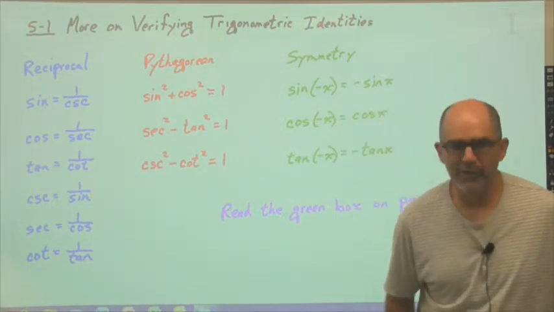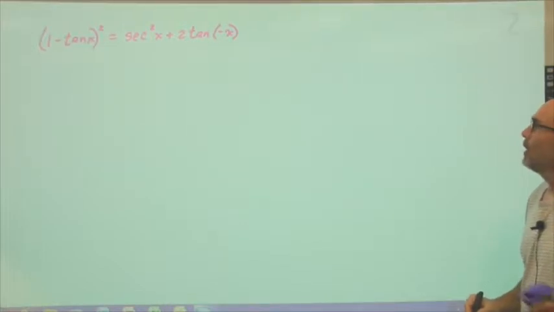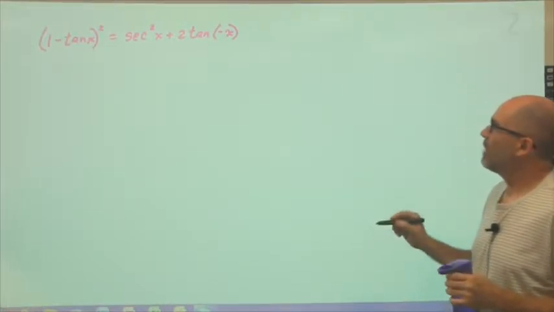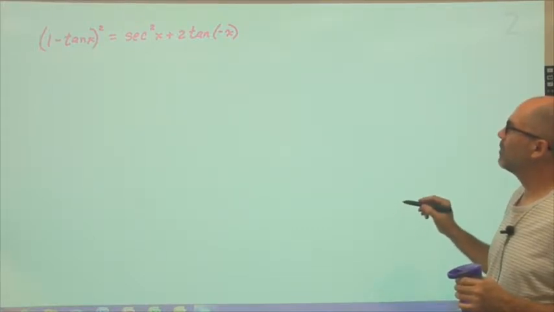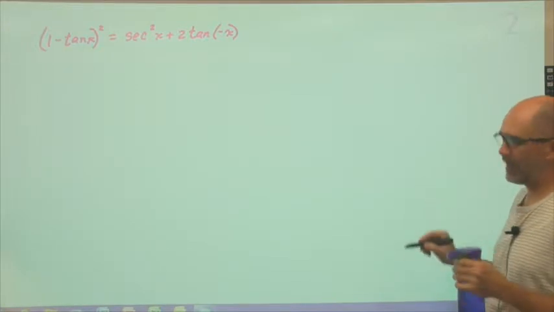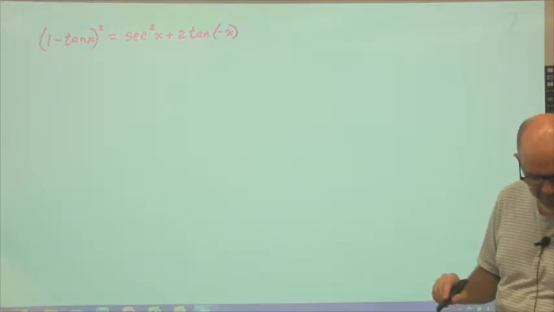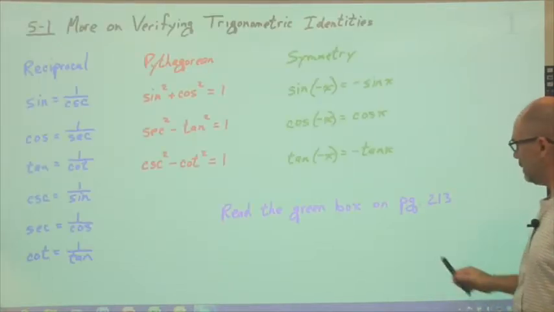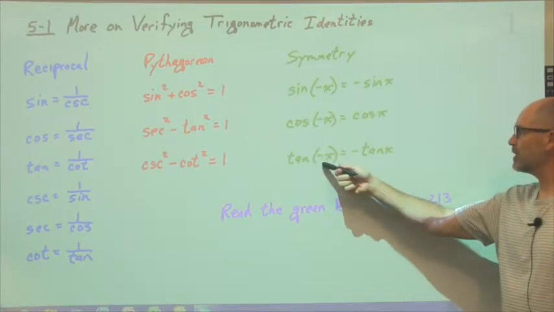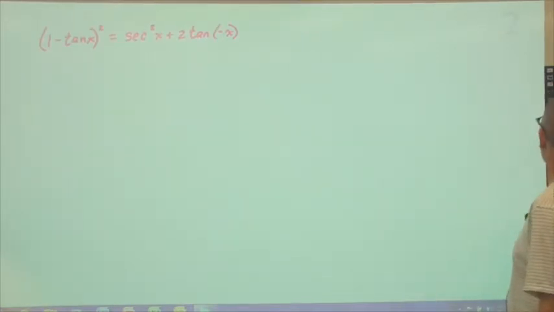Okay, so let's cruise onward. We're going to verify this identity: 1 minus tangent x, quantity squared, equals secant squared x plus 2 tangent of negative x. First thing I want to do is get rid of the negative x. So I'm going to use the property right here that tangent of negative x equals negative tangent of x.